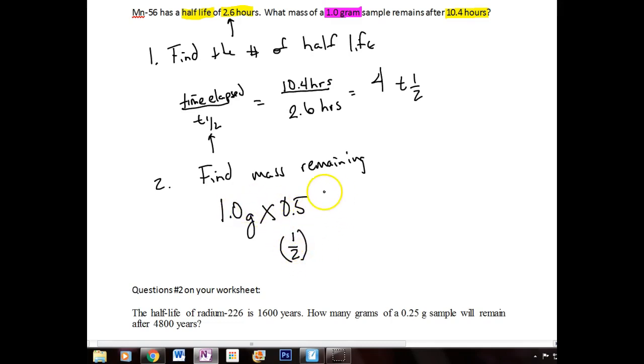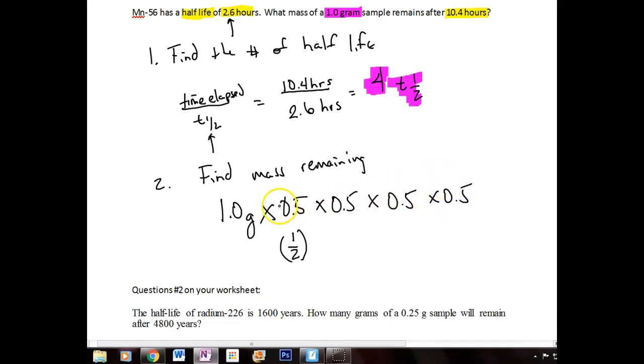Now I'm going to multiply it by the number of times it's undergone half-lives. Now we look back up to step 1 and it says that we have undergone 4 half-lives. And so what I'm going to do then is multiply 1 gram by 0.5, 4 times.